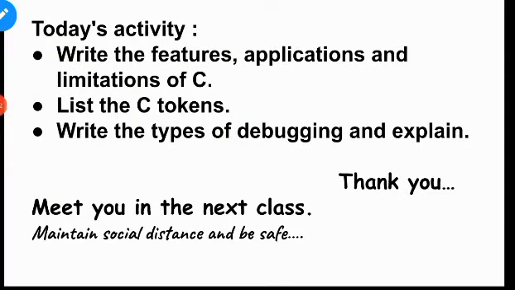Okay. Now we reach the last part of this session. Today's activity: write the features, applications and limitations of C. List the C tokens. Write the types of debugging and explain. Okay dear, all these things we have seen in today's class. So you have to write the features and applications, at least 5 in each, and the limitations that we have seen there. And C tokens, we have read 5 tokens, isn't it? So write down the 5 tokens. Then types of debugging, how many types of debugging are there? 3. So you have to write the 3 debugging types and explain what each is.